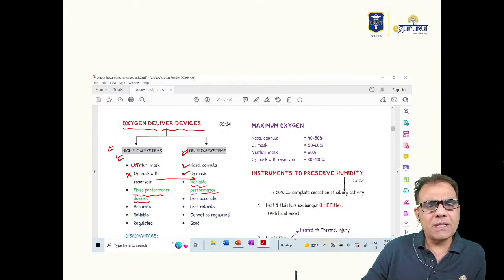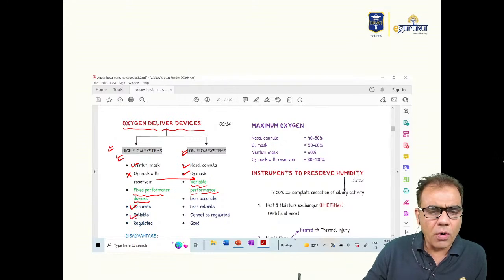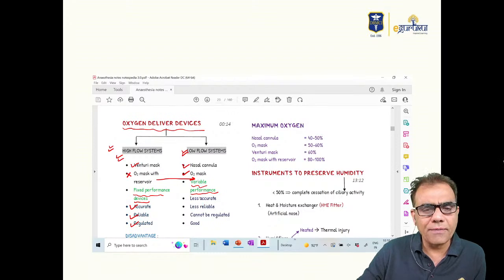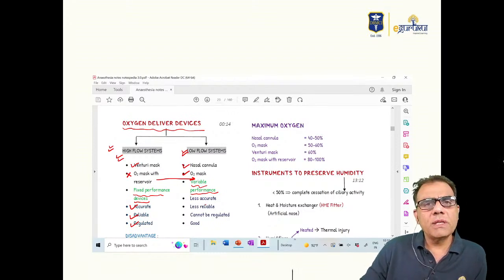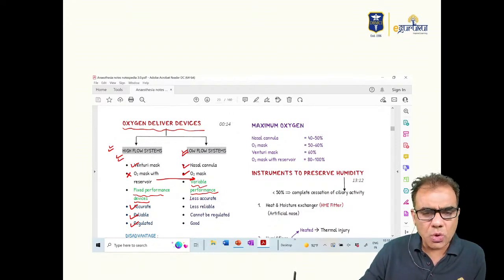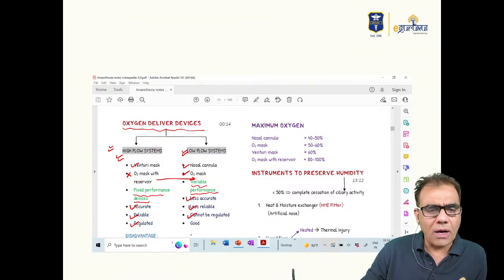Fixed performance means that their output is going to be fixed. So obviously they are more accurate in terms of oxygen delivery, or more reliable, or you can say their oxygen delivery can be regulated. Variable performance means their performance keeps on varying. So they will be less accurate, less reliable. Their delivery cannot be regulated.